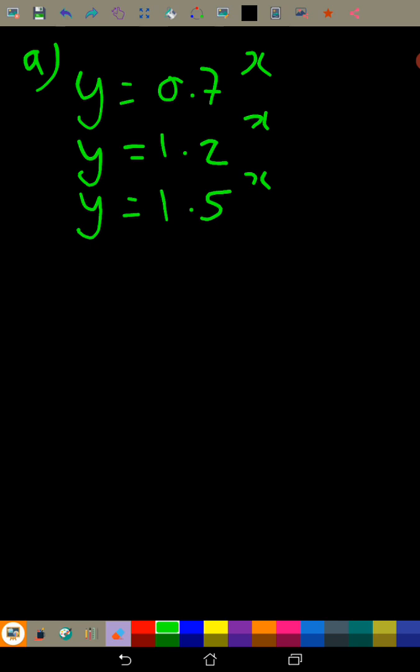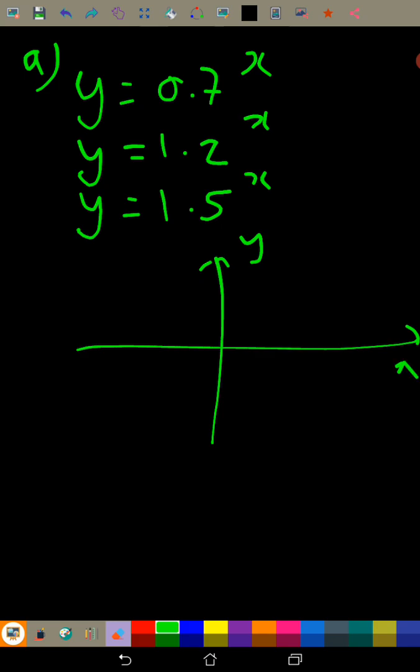Well, I can say, for example, here, this is y equals x. Anything to the power of 0 is 1. So we know this. Everything will cross to this point. Everything.